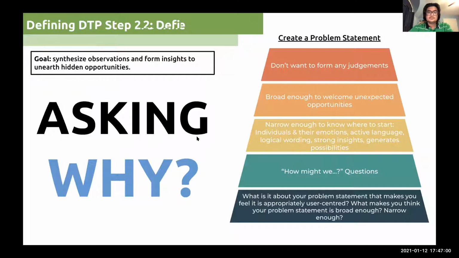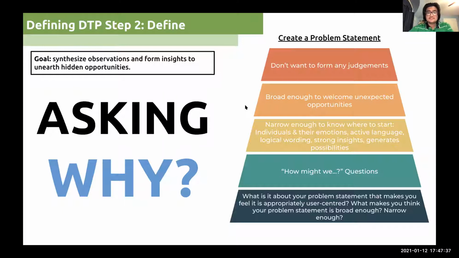You don't want to form any judgments in this process, and you want to identify the problem that you're trying to solve. The problem that you're trying to solve might be different from what you've identified in the past, but that's okay, because in the defining stage, you're really trying to understand what the space is all about. Now, the end destination you want to get to is creating a problem statement. You want to create a problem statement that's broad enough to welcome unexpected opportunities, but narrow enough to know where to start.